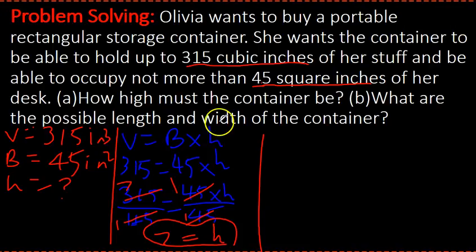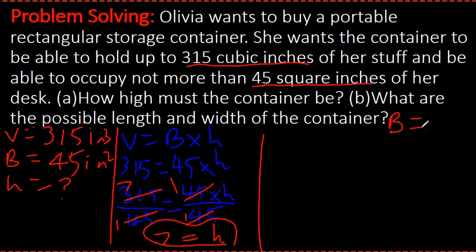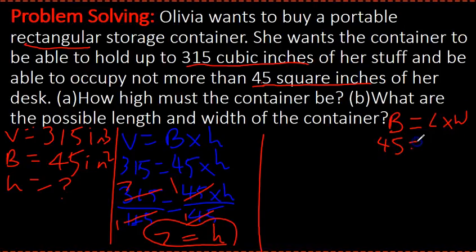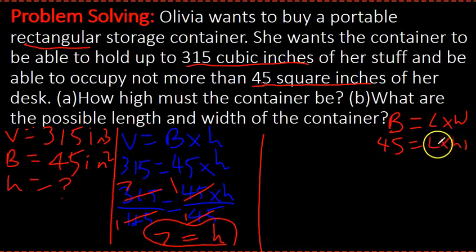Okay, they ask us another question. What are the possible lengths of the width and the length of the container? Well, there are several ways you can do this. First of all, we know that the base area is 45. The base is a rectangle because they told us it's a rectangular storage. So the base area should be length times width. So 45 should be length times width. We want two numbers we can multiply together to get 45. That will be the length and the width.